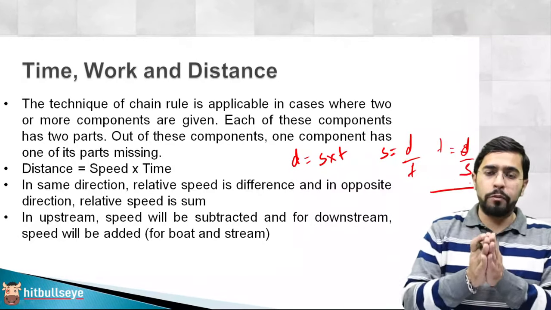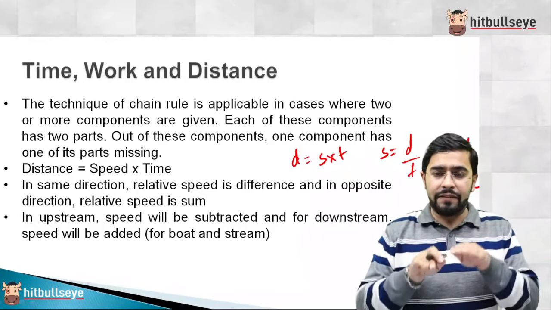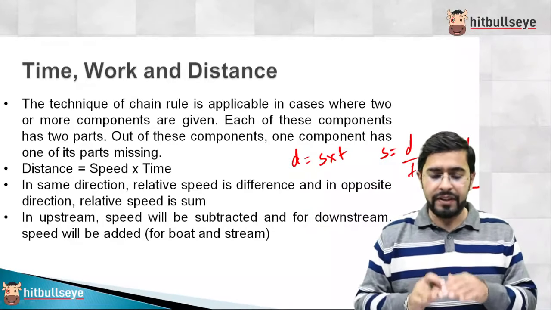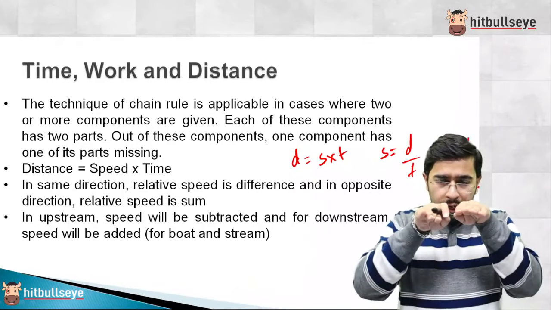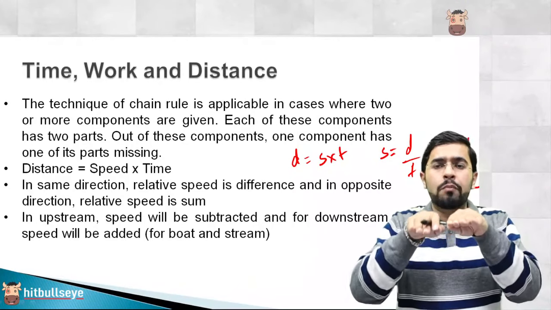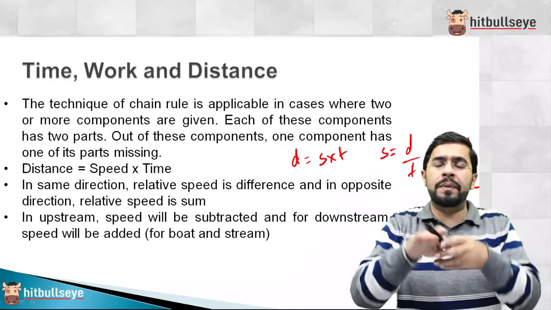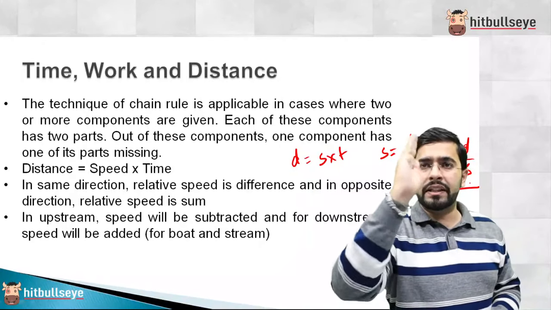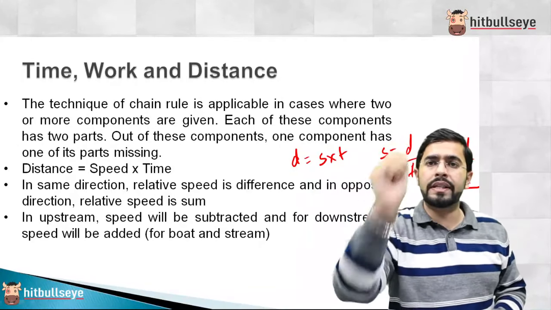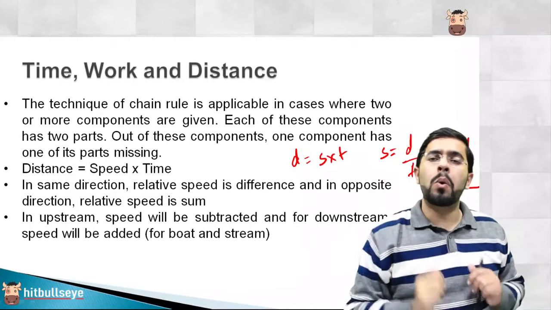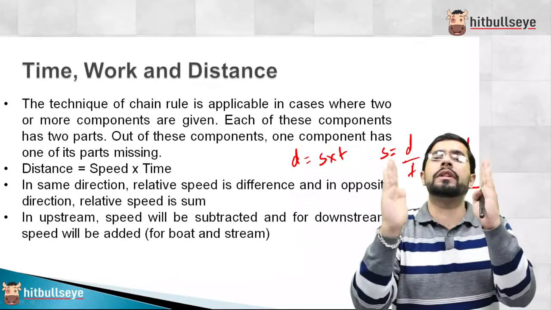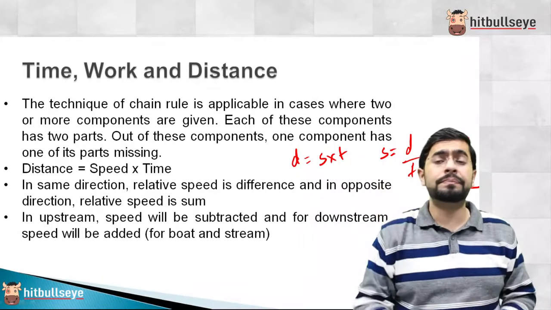So when 2 objects are moving in the same direction, the relative speed is the difference. You must have noticed many times, when 2 trains are moving on 2 different tracks at the same speed, and you look at any object or person sitting inside the other train, you would find that person is sitting stationary. Why? Because the relative speed of both these 2 trains is 0.